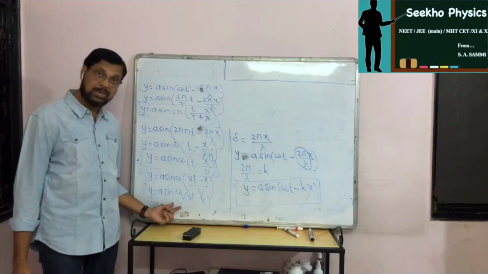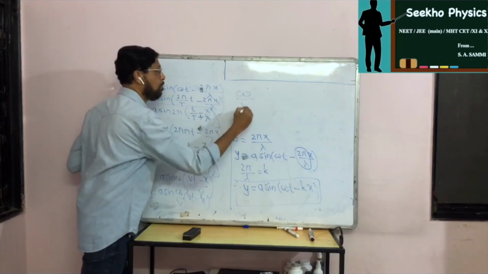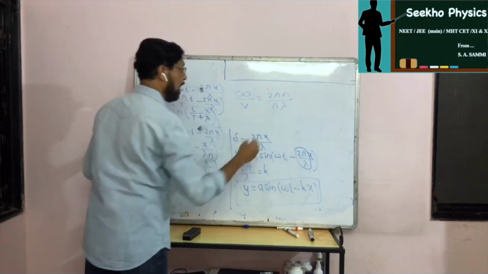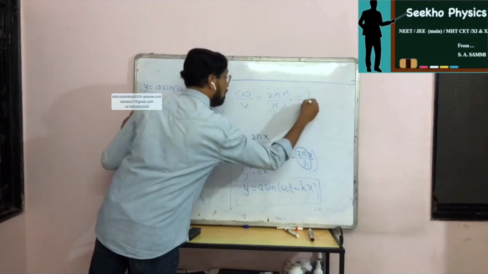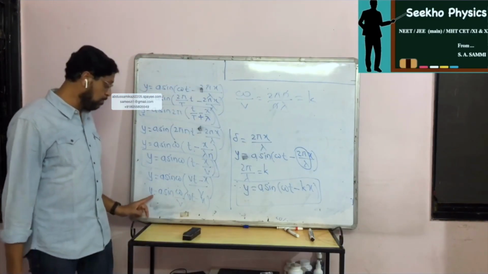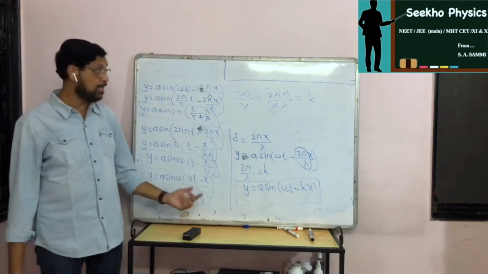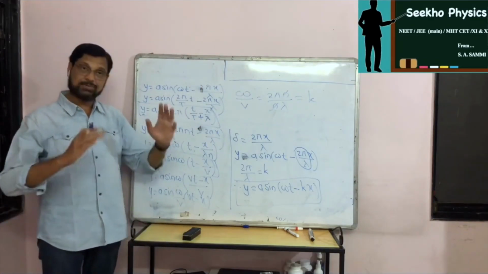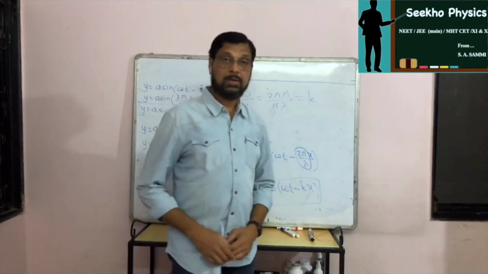Omega by v, if you put the values, it is nothing but 2 pi by lambda. Omega by v: omega is 2 pi n, v is n lambda, n gets cancelled. That is 2 pi by lambda, means k. So in place of this omega by v, you can write k. So it will be y equal to a sin k into vt minus x. And k means omega by v or 2 pi by lambda. So these are the various forms of a simple harmonic progressive wave.